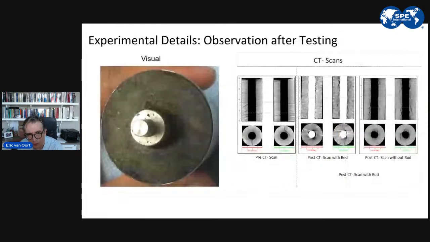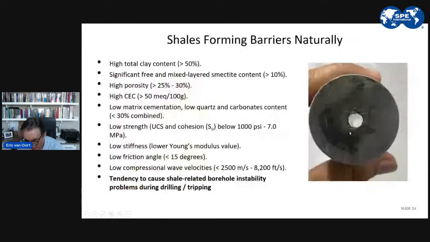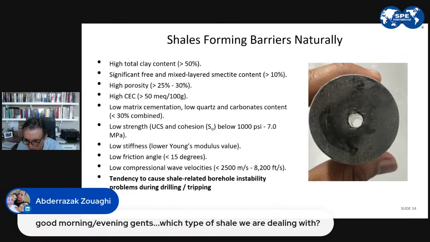And then after the testing, what we do is we observe the sample. Here you can see that indeed a barrier has formed, that annulus is fully closed. And then we can analyze the sample before testing and after testing on CT scans. So that is basically the explanation of the experiments that we do. But I'll show you different variations of this type of test that we have performed. And there's some amazing results associated with that. So you may wonder which shales form barriers naturally, which ones do this out in the field, which ones were the ones that were diagnosed by these North Sea operators as having formed barriers spontaneously.